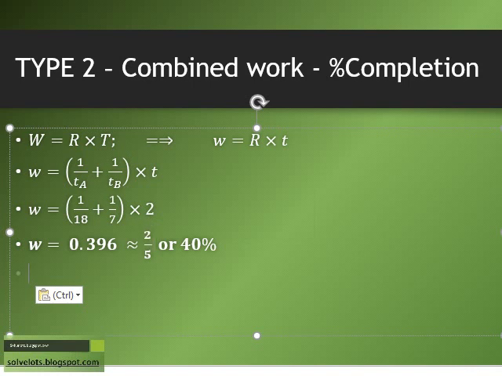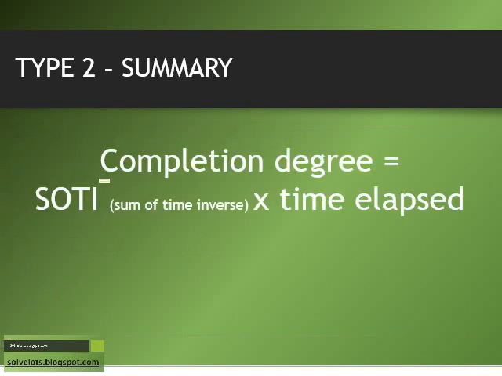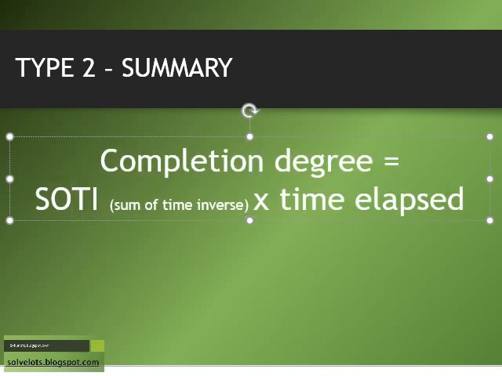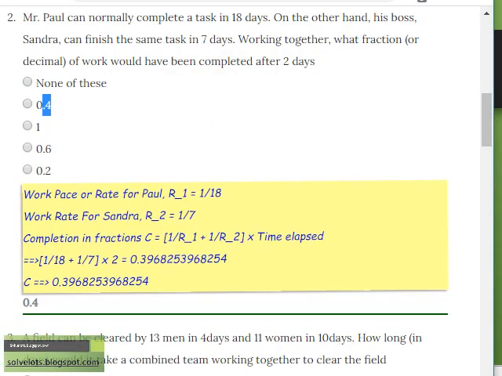So in summary, whenever you see a question that's looking for percentage progress, this completion degree is the sum of inverse time times time elapsed. What does that mean? Just take the time and keep calculating the inverse, and sum it together. If I were you, I'll just pick my calculator. I see a question like this. I know this is what it is.